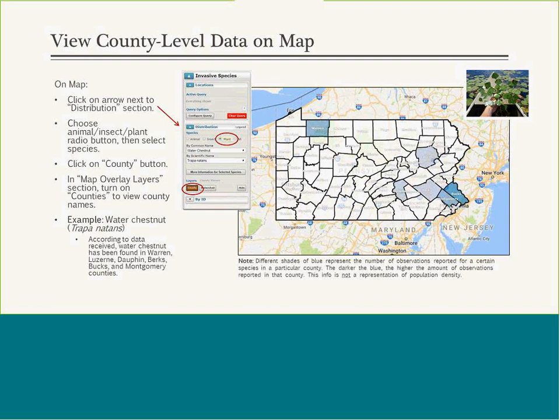And it's kind of a nice way to look at the information because you can see very distinctly those counties where that is being found. Just keep in mind that the different colors of blue that you see in the map, the lighter colors and the darker blues, are just representing the number of observations that have been reported for that species in that county. It's not actually representing the density of the population. It's just representing the amount of observations that we have received.